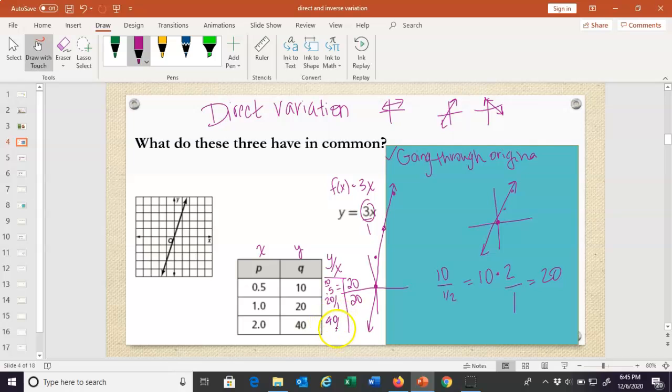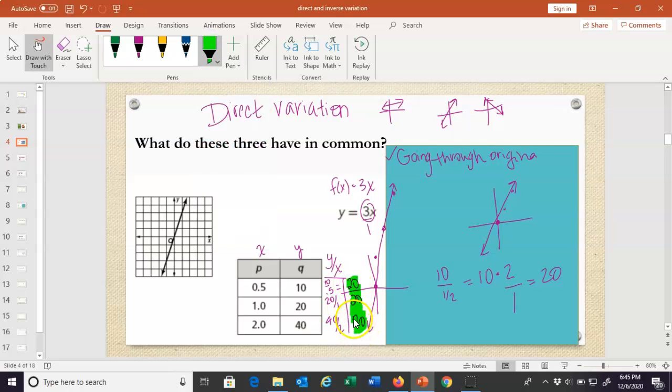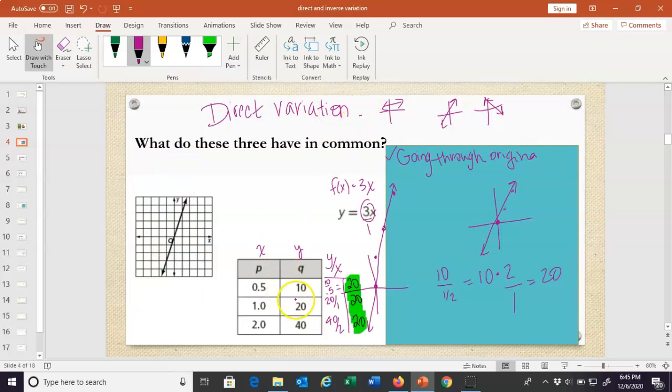And 40 divided by 2, that is 20. So see, look, it's constant. It's not changing. It's always 20. So the constant of variation for this one is 20. And this is a way for us to prove that the function is direct variation. So if you can do this with a table, you've shown, sure enough, this is direct variation. If you take y divided by x, you'll get the same number every time. If for some reason you get something else here, then it's not direct variation. It's something else.